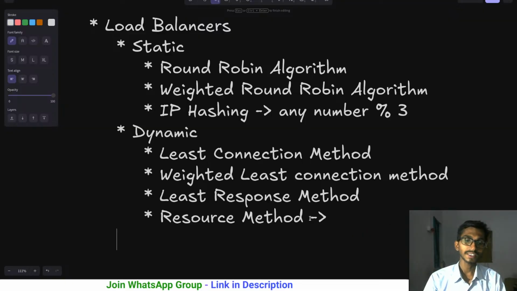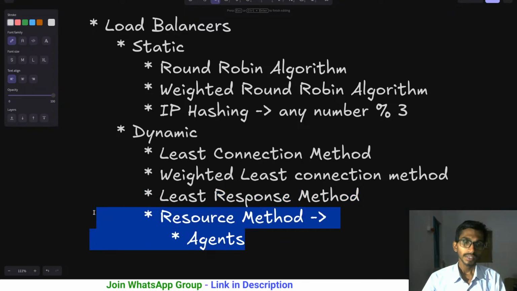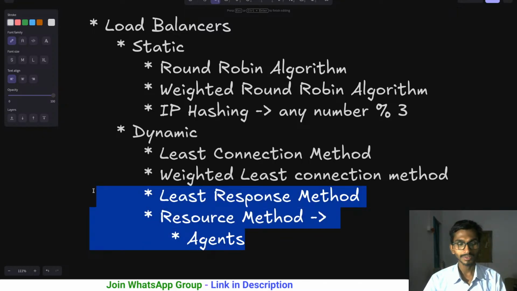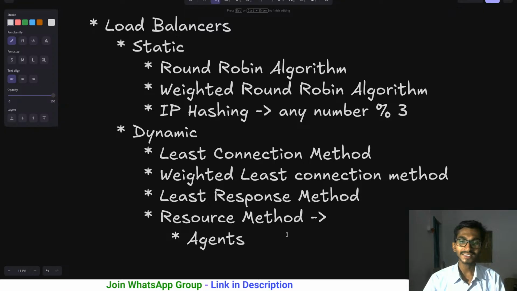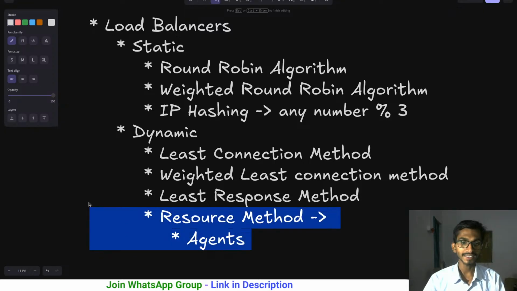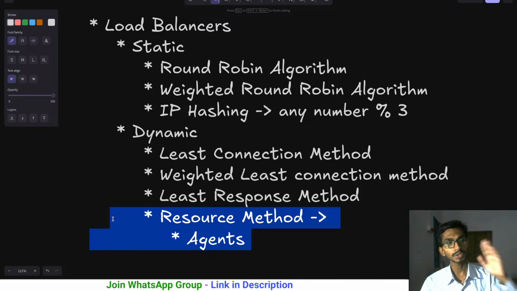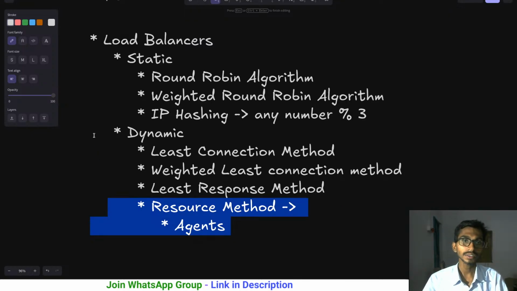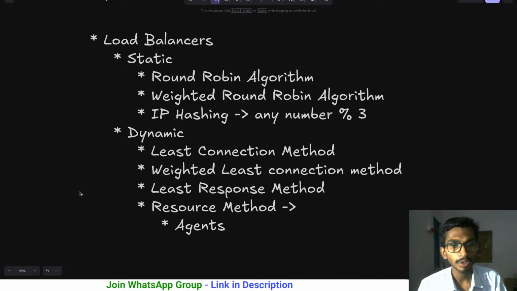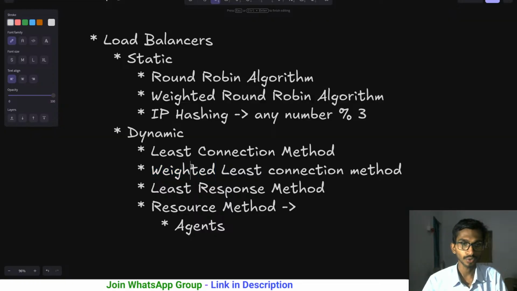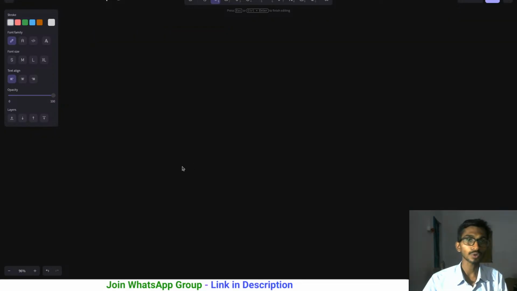And mostly you have agents running on your server. Those agents are responsible for telling you about the server, the kind of traffic, the load that the server is actually going through right now. On the basis of that, the load balancer decides whether the request should be sent to that particular server or not. So these are the things. We have mainly two, static and dynamic load balancers, and this is how things actually go on. So yeah, we have sort of talked about load balancers as well.